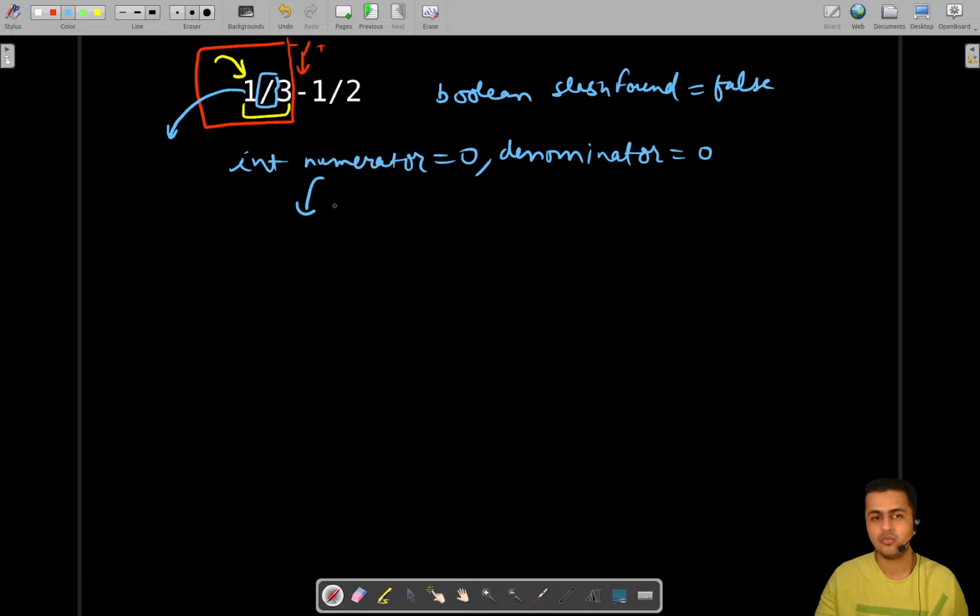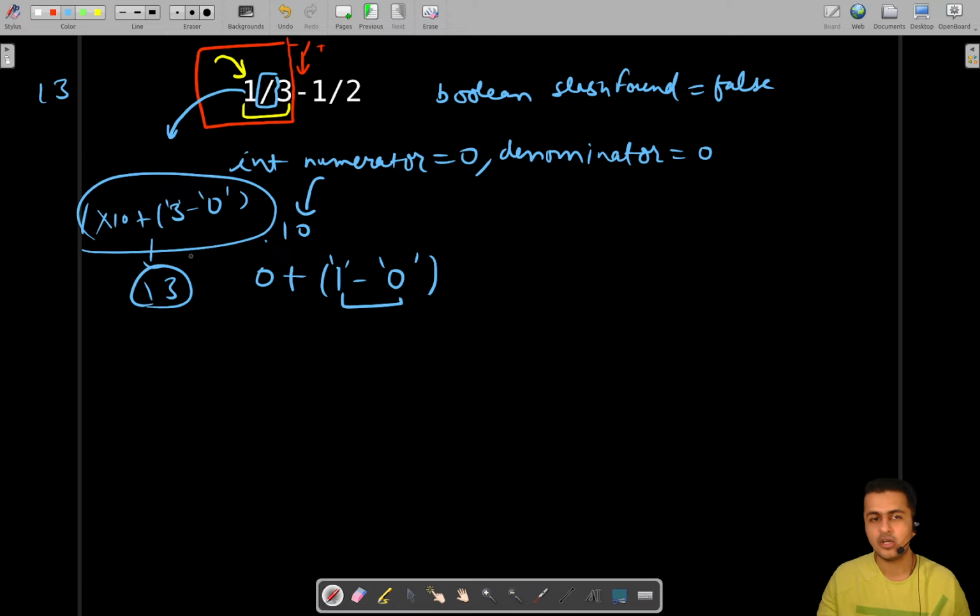How will you form this numerator? You will multiply the current value of numerator by 10. Initially it was 0, so 0 into 10 is 0 itself. Then you will add the current character, and you need to convert this character into an integer, so you will take its relative difference with '0'. This trick will give you the integer value. So your numerator now becomes 1. Had it been 13, then again 1 into 10 plus 3, this logic will be applied, and you would have got your numerator 13.